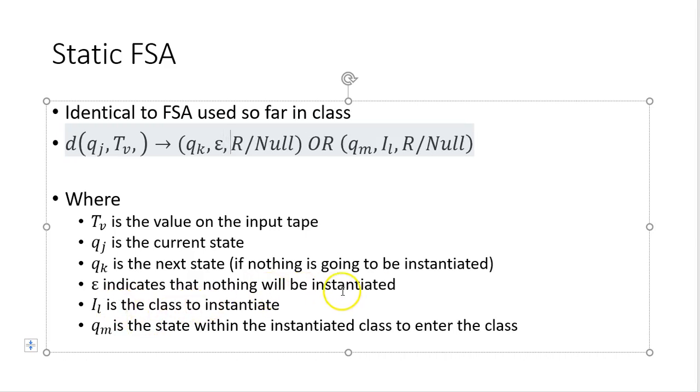So epsilon indicates that nothing will be instantiated or something will be instantiated, and this is the class to instantiate. So we'll have K classes, M classes, whatever. Q to the M is the state within the instantiated class to enter. There will be more than one possible state for an instantiated class to start with.